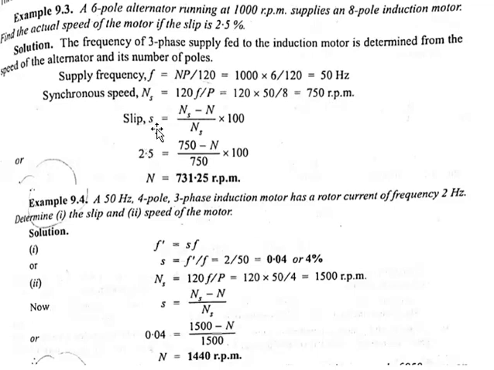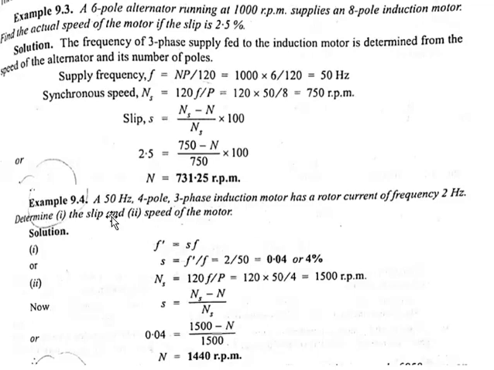Therefore slip s is equal to (Ns minus N) divided by Ns into 100. We have to find the actual speed of the motor when slip is 2.5%. So the formula is 2.5 is equal to (750 minus N) divided by 750 into 100. So we get N, the rotor speed, is equal to 731.25 rpm.